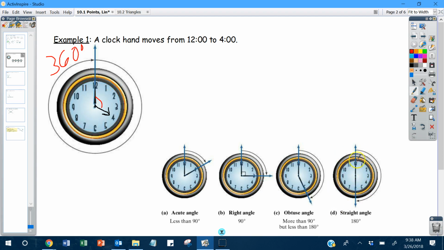But notice the total distance around the circle is 360. So if we wanted to find this angle right here, we're going to set up a proportion where we know that this angle is going to be a percentage or proportion of the total 360. And so part of our equation is going to be this. We want to know what part of the 360 degrees is made up by this angle. And we'll use the numbers on this clock to fill in the rest of it.